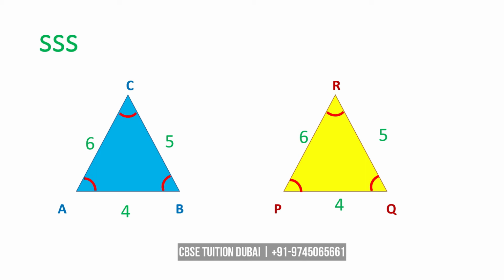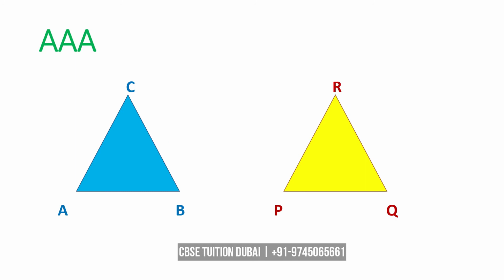Let's move to the next one, the AAA criteria, the angle criteria. If the three angles of these two triangles are equal, we can say that these two triangles are congruent. If they are congruent, all the other three sides will be equal. So angle A is equal to angle P, angle B is equal to angle Q, and if angle C is equal to angle R, we can say AB and PQ are equal, BC and RQ are equal, AC and PR are equal. Clear?